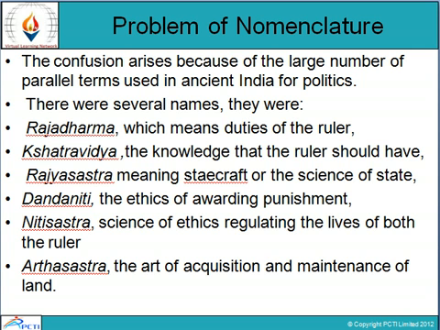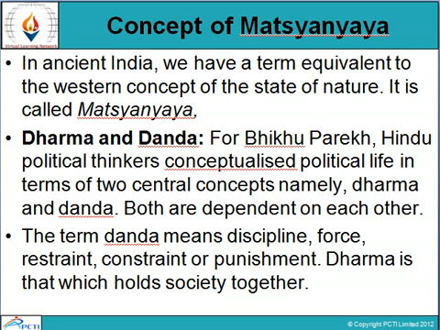Arthashastra, the art of acquisition and maintenance of land. It means how to acquire and maintain the land that is acquired, how to expand one's business. Next, the concept of Matsya. In ancient India, we have a term equivalent to the Western concept of the state of nature. It's called Matsya, Dharma and Danda.